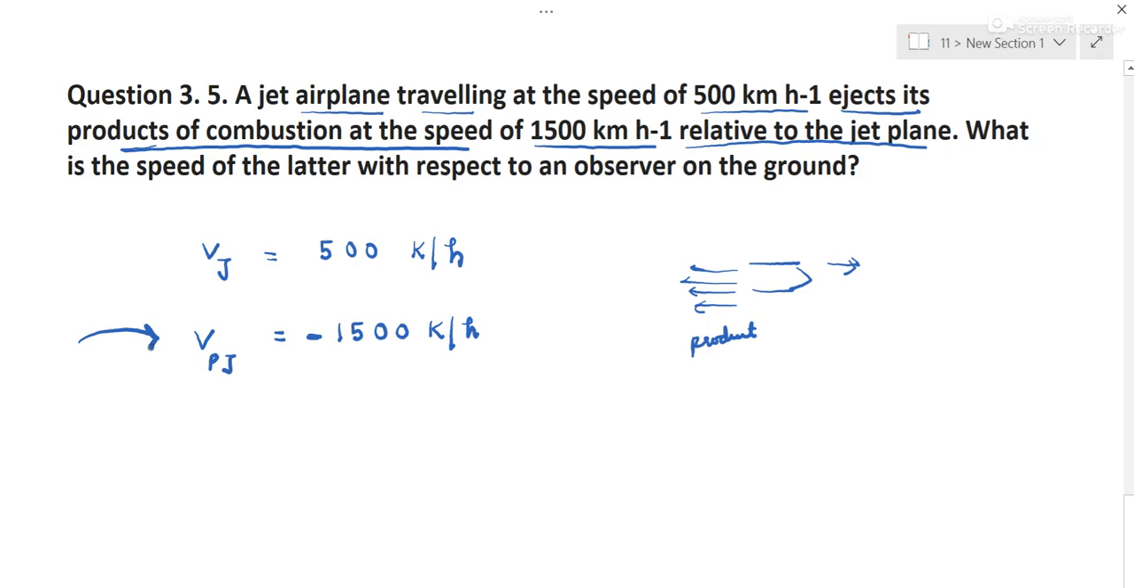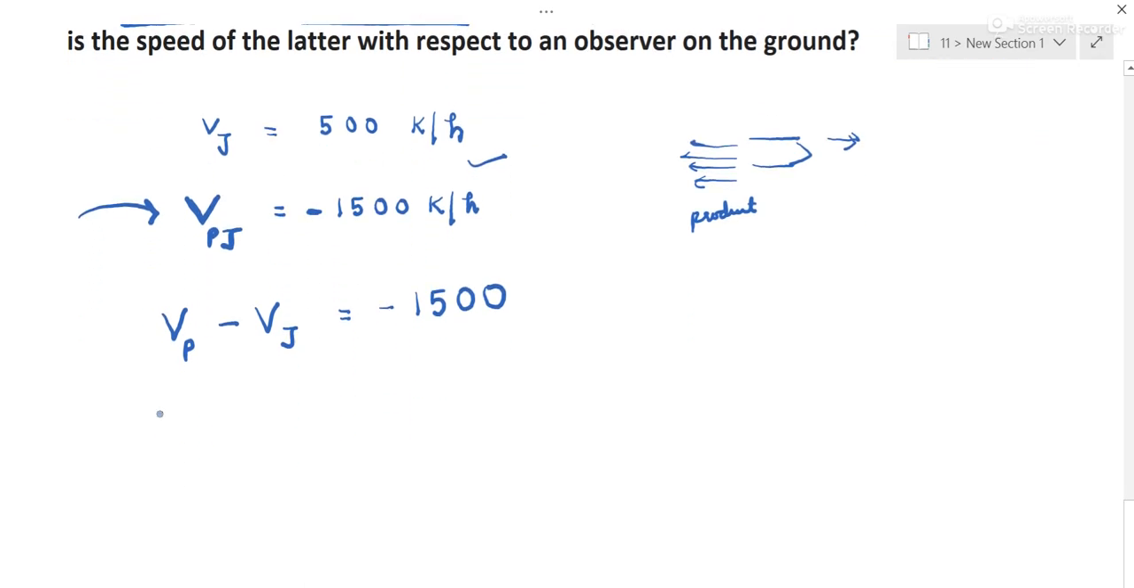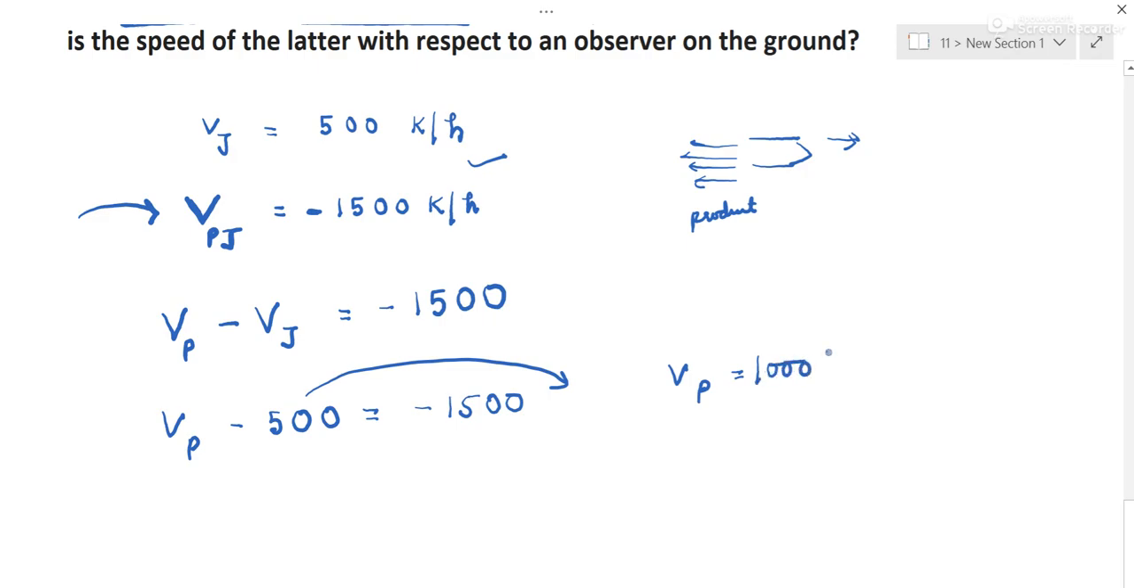So what is this? This is V for speed of products with respect to jet plane. This can be written as speed of product minus speed of jet plane is equal to minus 1500. Now we can substitute this. So speed of product can be obtained. This 500 will go on that side, will go into addition, and then velocity of products will be found as 1000 km per hour.